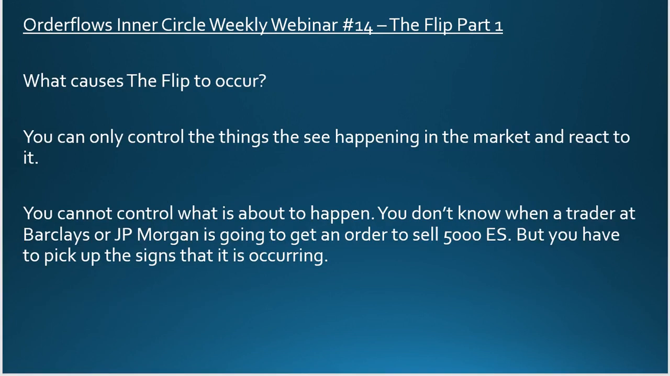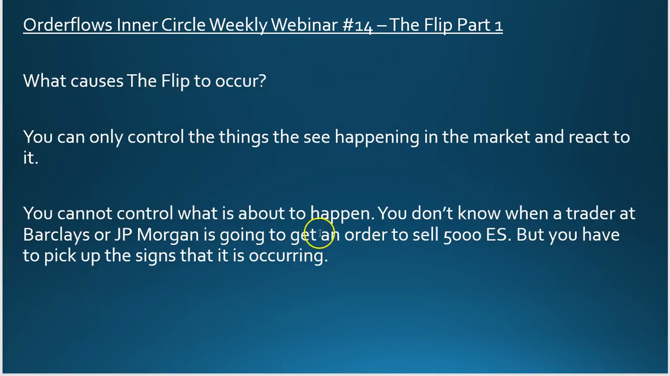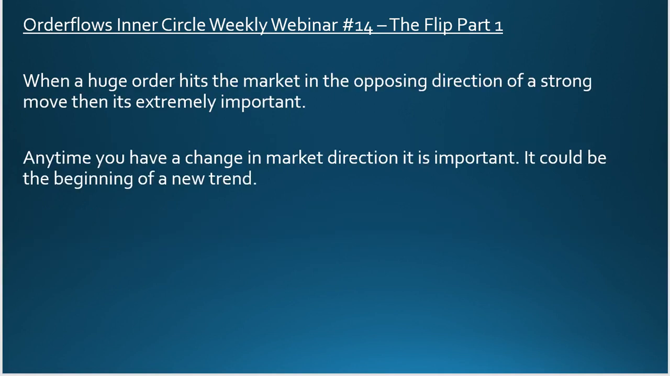So what's going to cause the flip to occur? Well, let's just say you can only control the things you see happening in the market and react to it. Okay, you cannot control what is about to happen. You don't know when a trader at Barclays or JP Morgan is going to get a big order to sell 5,000 E-minis. You have to pick up signs that it's occurring, right? You saw these big things here, so you don't know if a commodity firm or a bank did a deal in the cash market and they're going to come to the futures to hedge it. You don't know that, okay? So you don't know when there's going to be that order, but you have to be able to pick it up in the order flow, in the delta.